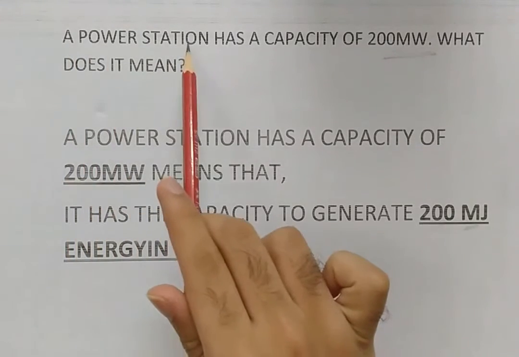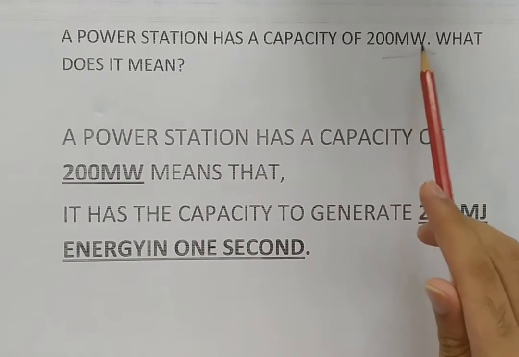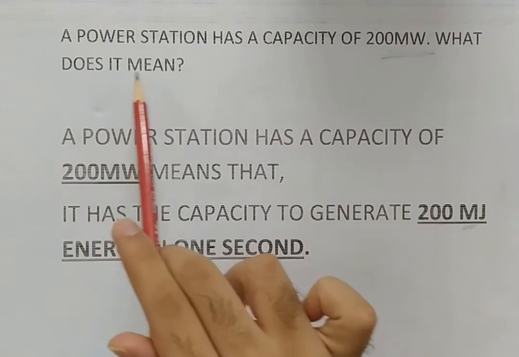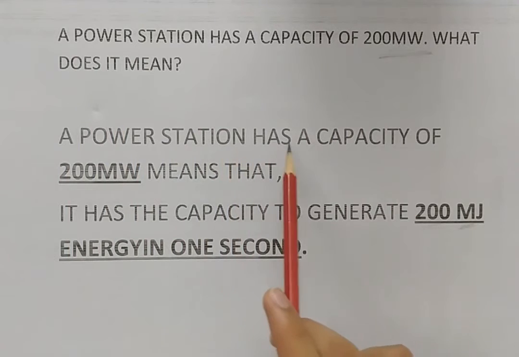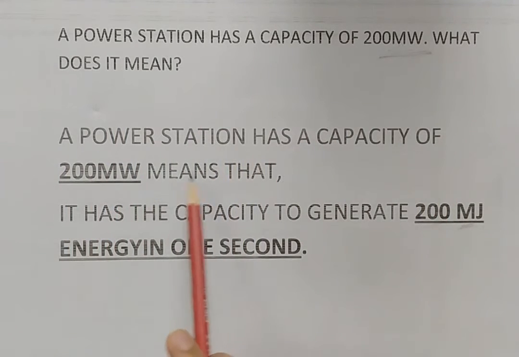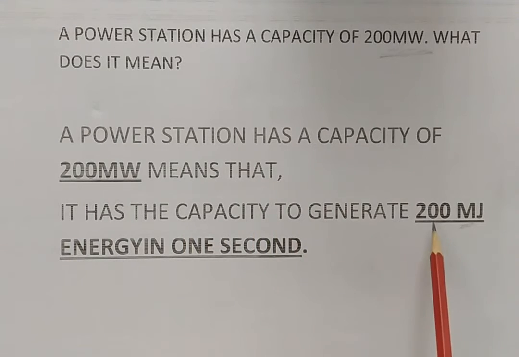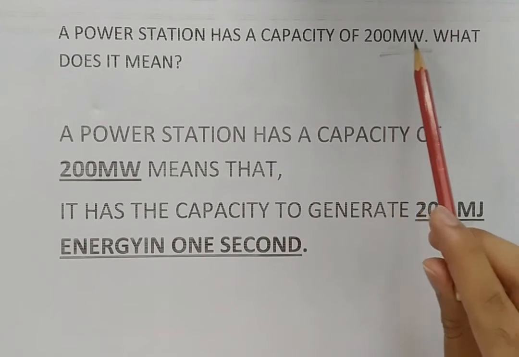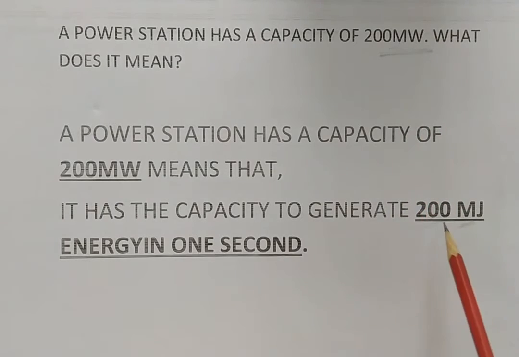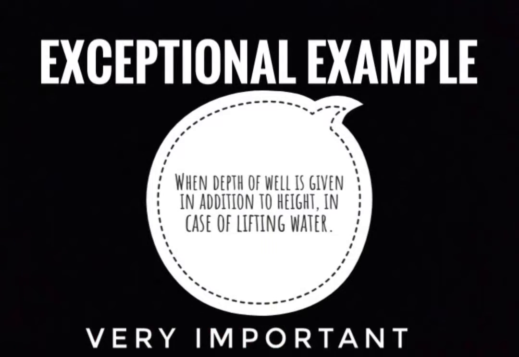A power station has a capacity of 200 megawatt. What does it mean? It means that it has the capacity to generate 200 megajoule energy in 1 second. As it is written 200 megawatt here, we need to write 200 megajoule energy in 1 second.